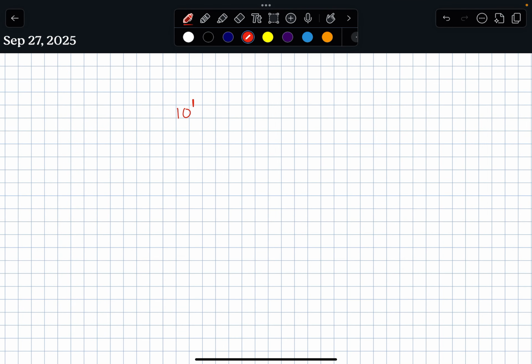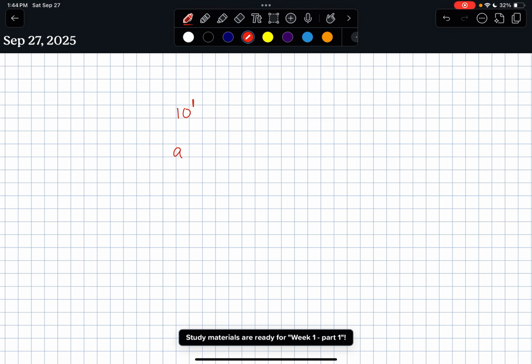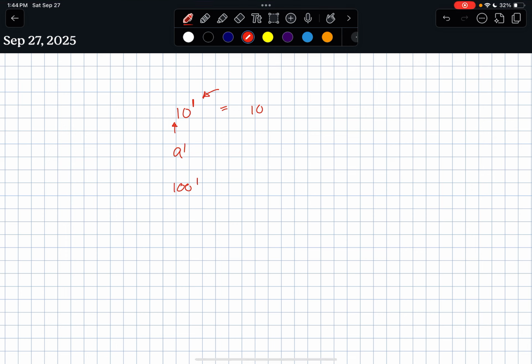So if you have 10 to the 1, any number, you could have 8 or 9 to the 1. You could have 100 to the 1. Any number to the first power is going to be that number, whatever that number is. So that's going to just be 10. 9 to the 1 is going to be 9. 100 to the 1 is going to be 100. Any number to the 0 power is going to be 1. So if you have 1,000,000,000 to the 0 power, that is going to be 1. It doesn't matter how big that number is.